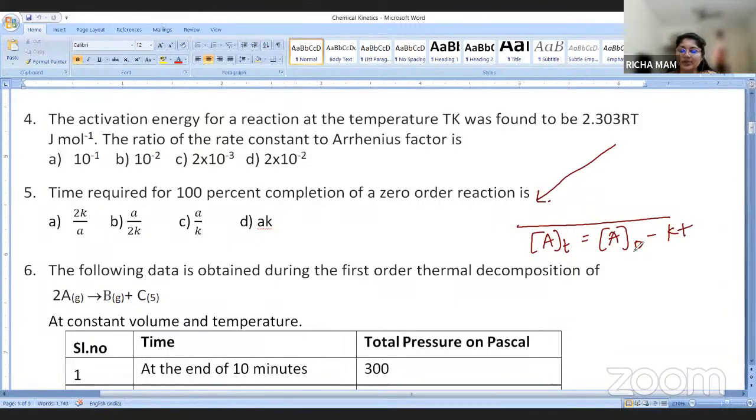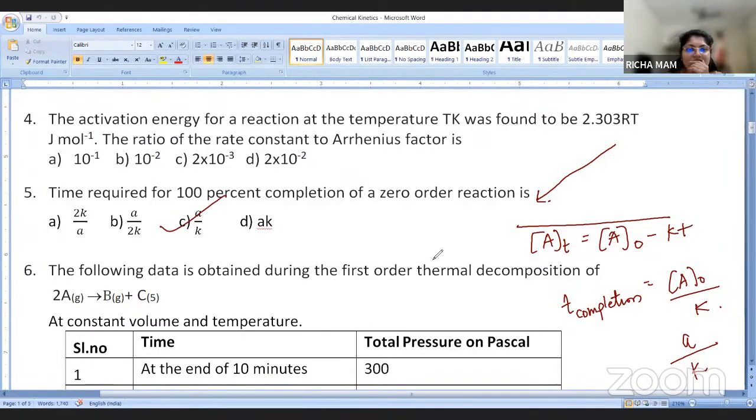So the time required for the zero order reaction to complete, at time t the concentration will be 0. So the time of completion will be A naught by k, where A naught is nothing but your initial concentration, which is given by a. So this is your answer, option number C.